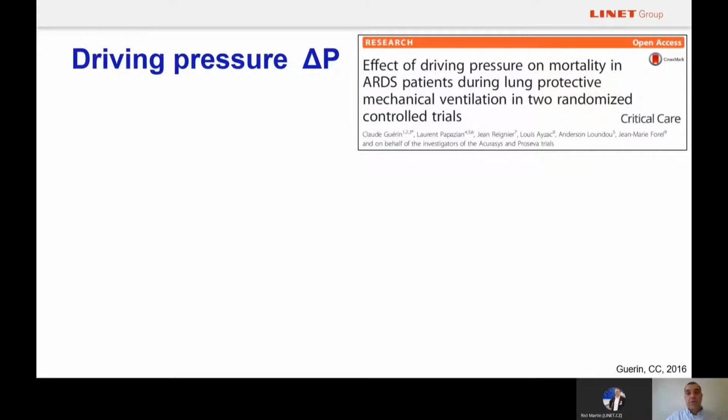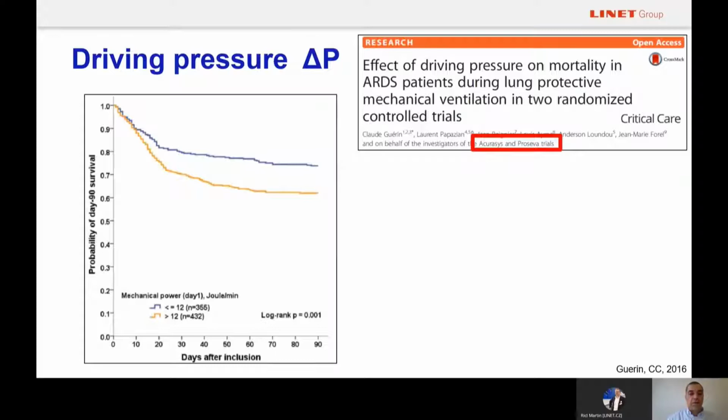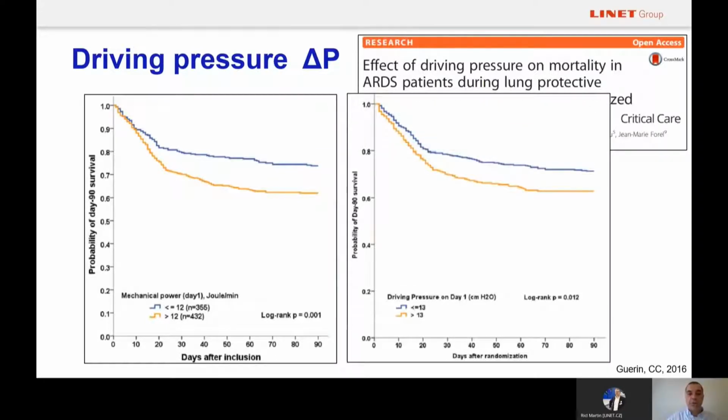Thresholds or borders of mechanical ventilation were established in some studies. Analyzing patients from the ACCURACY and ProSEVA trials, Guérin showed a huge difference in mortality when the driving pressure threshold is set to 13 and the driving mechanical power threshold is set to 12. You can see the difference in the Kaplan-Meier curve.